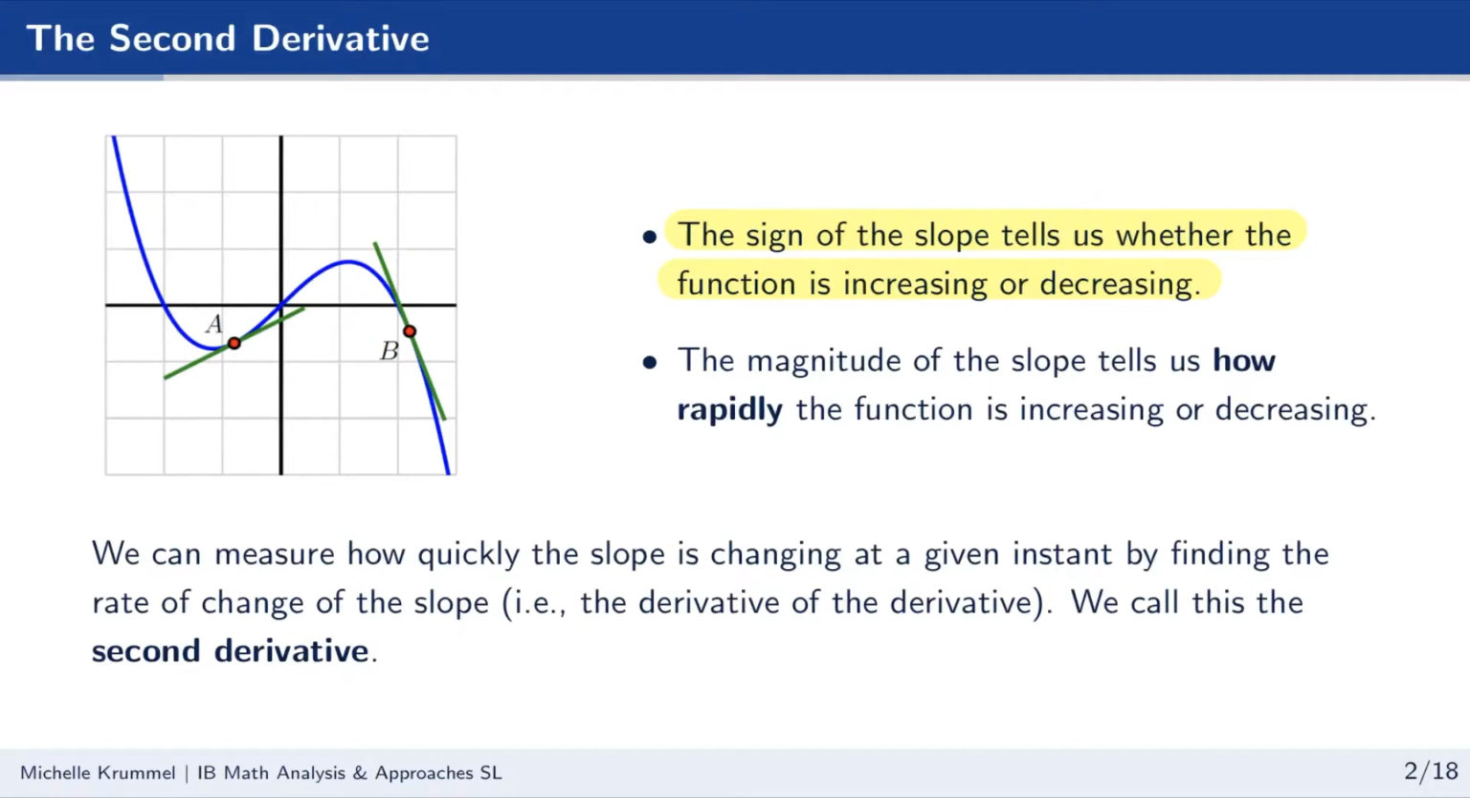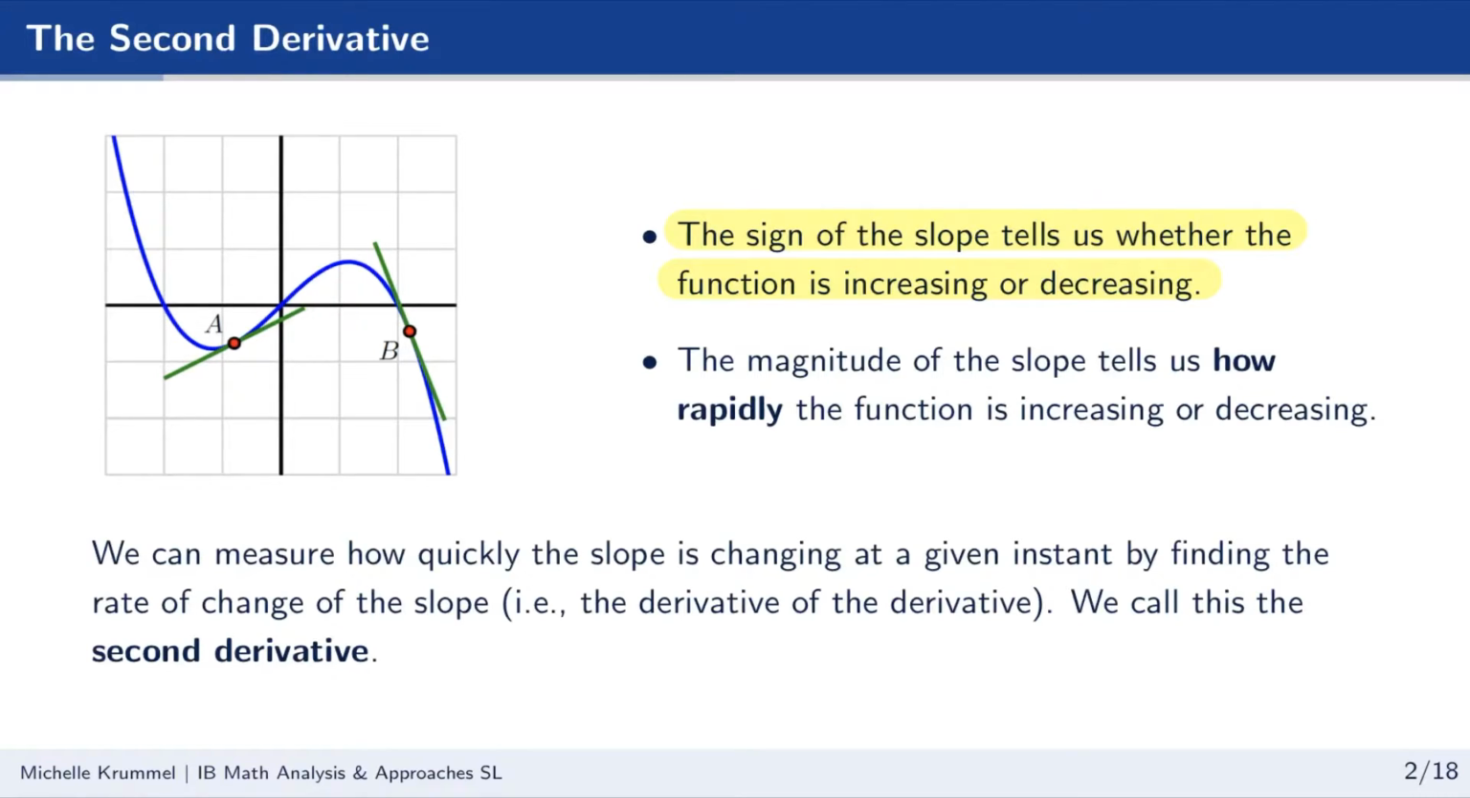Okay, so the sign of the slope, whether it's positive or negative, tells us whether the function is increasing or decreasing. But we can also gather some information about the magnitude of the slope. The magnitude of the slope means the size of the slope without regard to whether it's positive or negative. So you can think of that as the absolute value of the slope. It tells us how rapidly the function is increasing or decreasing. So positive slope, the function is increasing. And if that positive slope has a really high value, we know the function is increasing very rapidly. If that positive slope is a number close to 0, we know that the function is increasing but not very rapidly. So the magnitude of the slope tells us how quickly the function is increasing or decreasing.